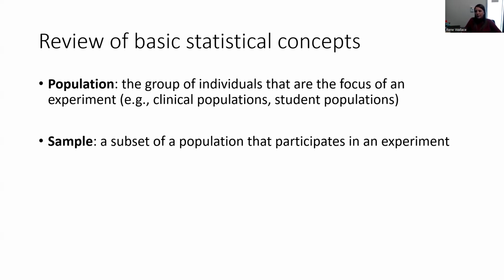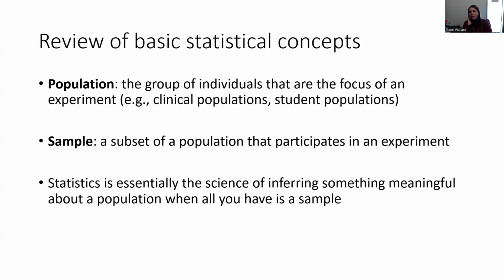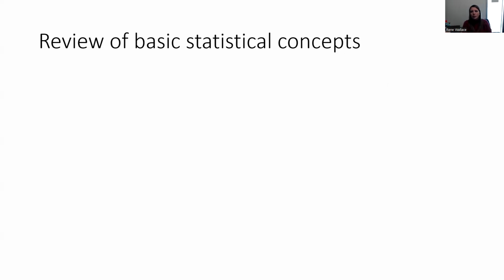The sample is the subset of the population that we use in our experiments, right? You cannot possibly go do an experiment on every third grader in America or every college student or even every freshman at Tarleton State, right? We need to get a sample from that group. And so that's the difference between our population and sample. Statistics is the science of inferring something meaningful about the population when all you have is the sample.